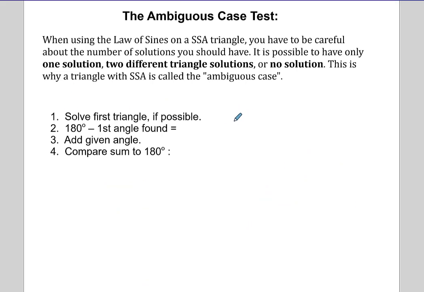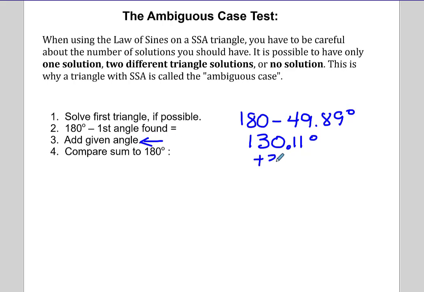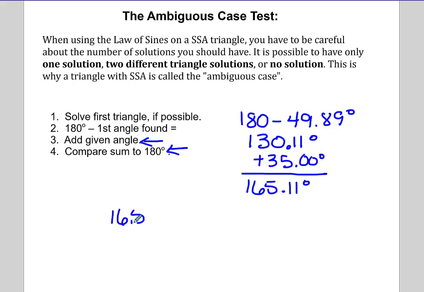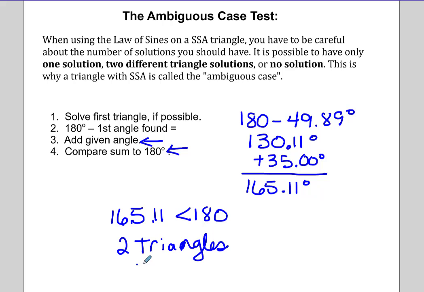So we solved the first triangle, and we found out that we did 180 minus 49.89, and that left us 130.11 degrees. The angle we were given was 35 degrees. So when we add that up, we get 165.11 degrees. Compare that sum to 180. 165.11 is less than 180. That tells me I get two triangles. Okay? Two triangles are possible.